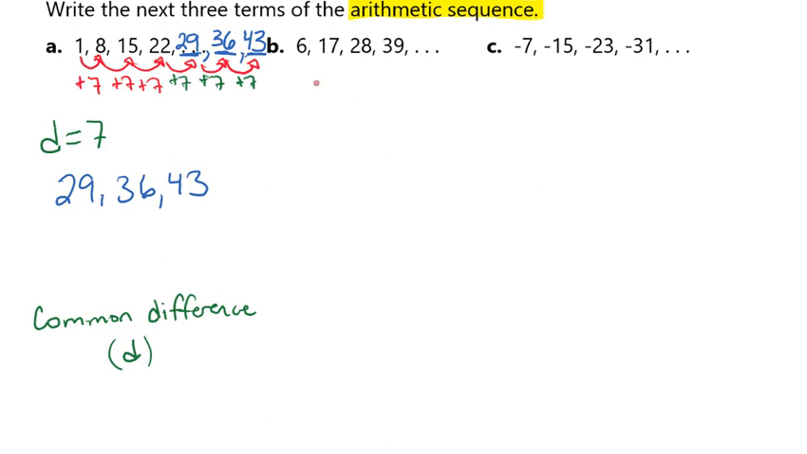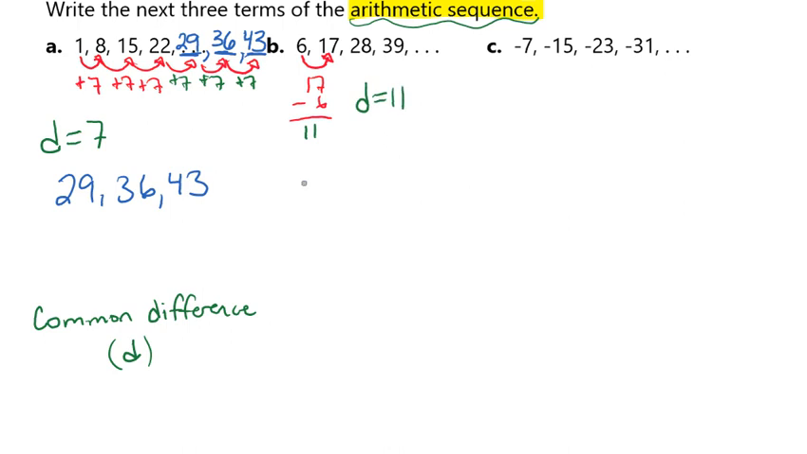Let's do letter B. So here we have 6, 17, 28, and 39. So first thing we want to do is find the difference. Now because we already know that it's an arithmetic sequence, we can simply find the difference between 17 and 6. So if I take 17 and I minus 6, that's going to tell me that we're going to have a common difference of 11. So our D is going to be 11.